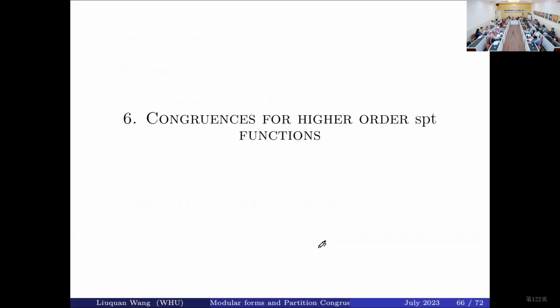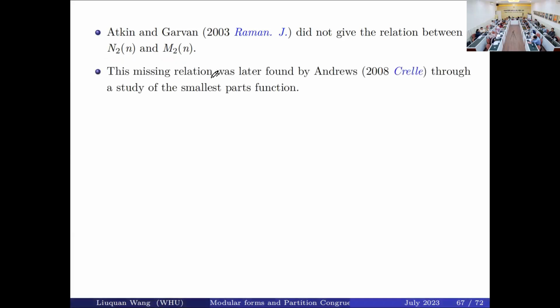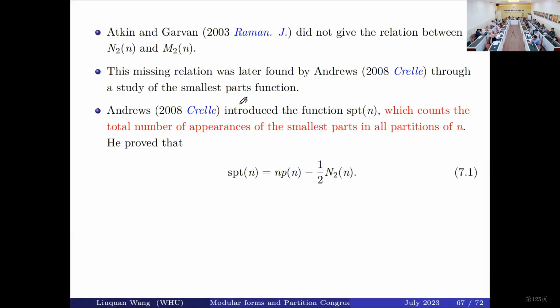So what is the SPT function? Recall that Ito and Garvan did not give the relation between N2N and M2N. This missing relation was later found by Andrews through the study of the smallest part function. So what is the smallest part function? The SPT of n counts the total number of appearances of the smallest part in all partitions of n. So the smallest part, this is the reason for using SPT. So we use SPT(n) to count the total number of appearances of the smallest part in all partitions of n.